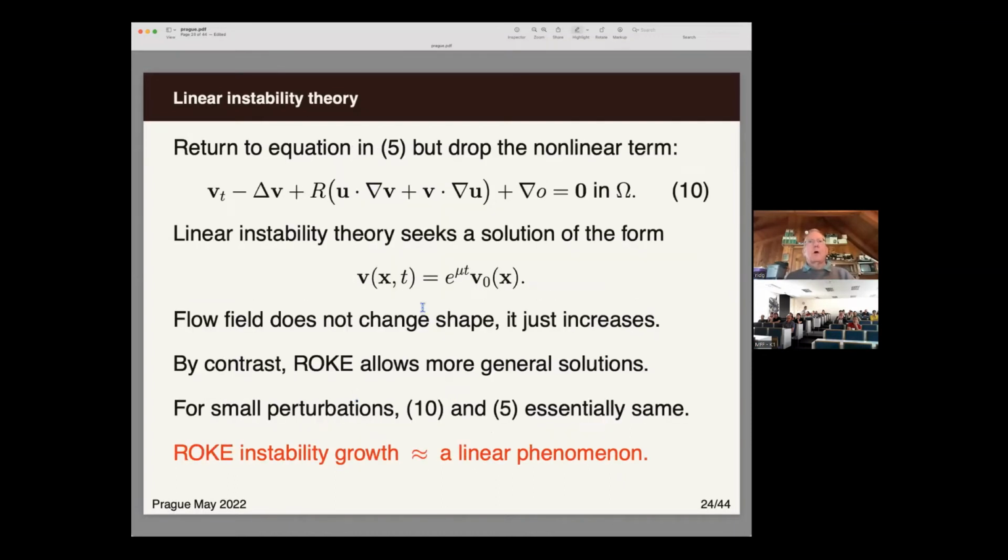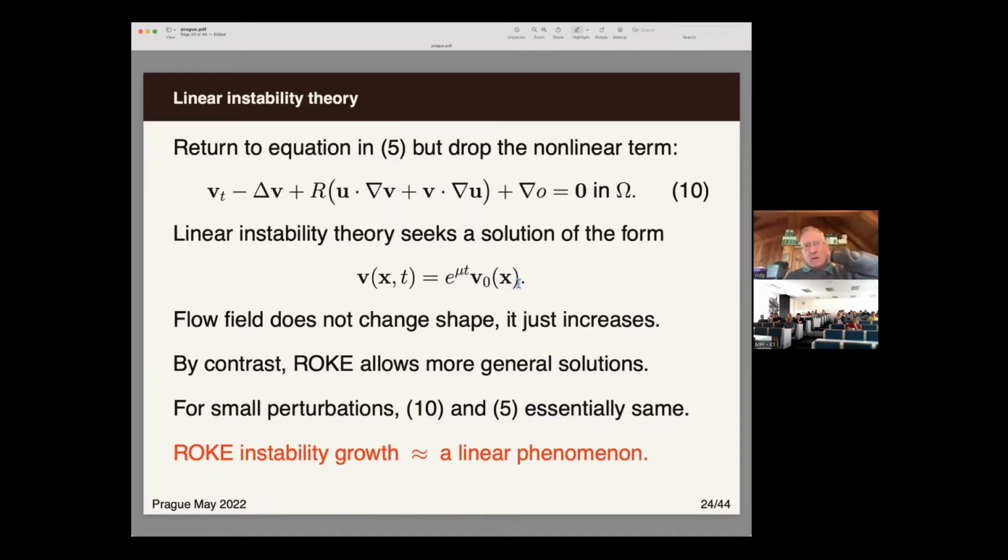Okay, so what is the linear instability theory? The linear instability theory starts with the same equation for the perturbation, but drops the nonlinear term, the v dot grad v term. And it asks the question, could it be that there is an exponentially growing solution of this form? So we're looking for a special solution of this equation of this form. And note that this just grows in time, and the actual flow field does not change.